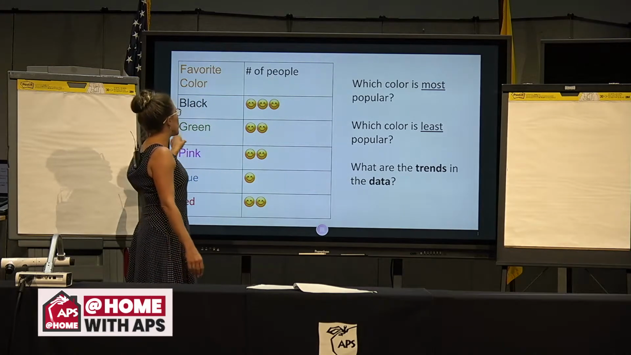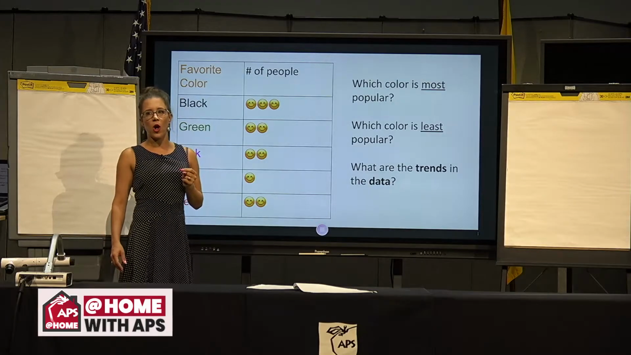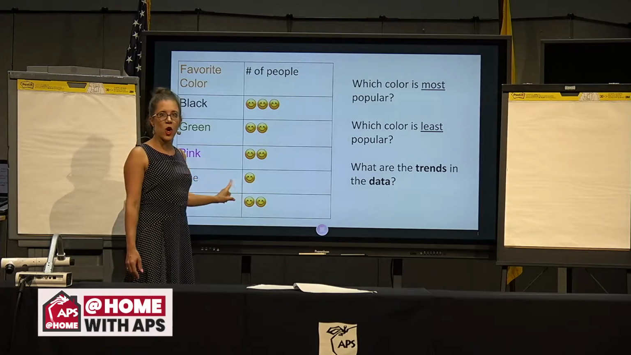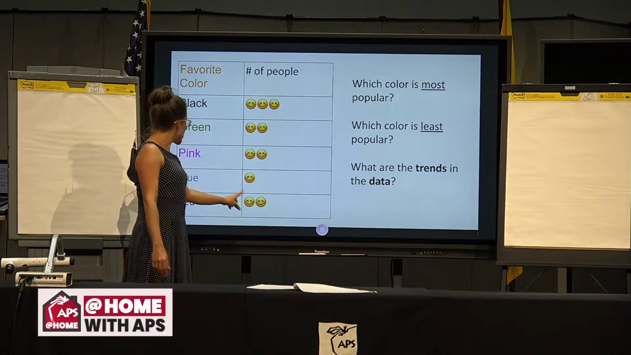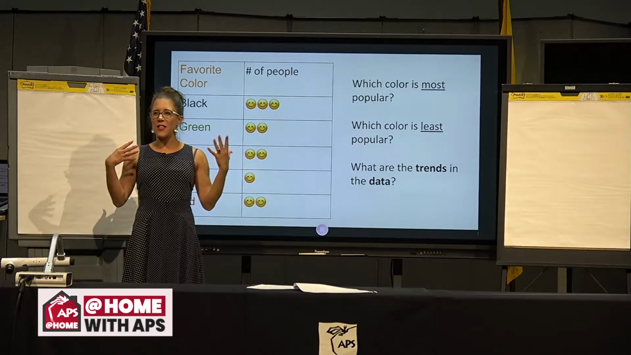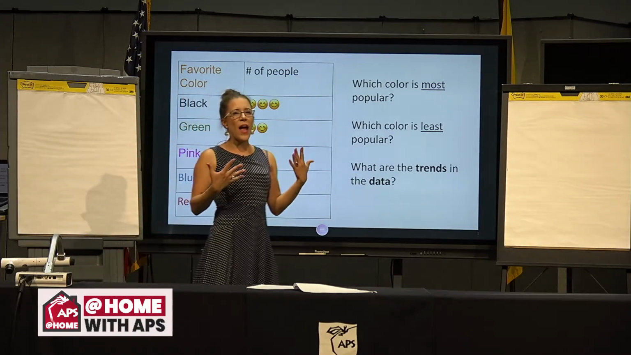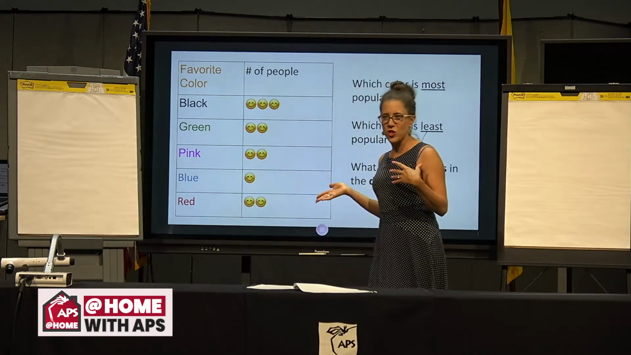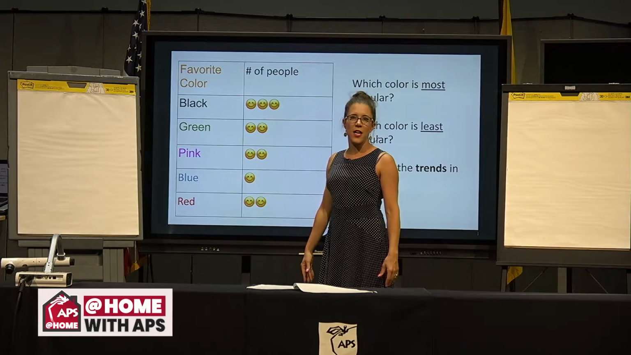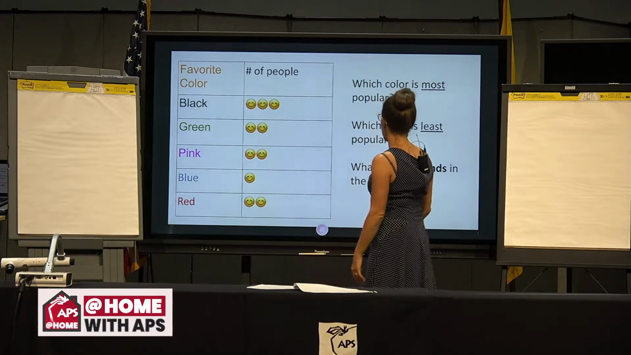2 people chose green as their favorite color. 2 chose pink. 1 chose blue. And 2 chose red. So this is a little bit easier to interpret. Now I can start asking questions about my data because I can clearly see the quantities represented.